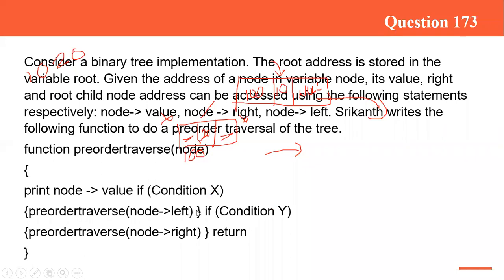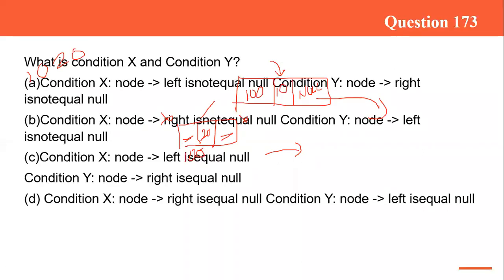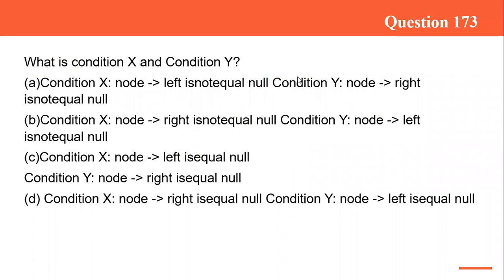Clear? They're asking for the condition for the if condition X, pre-order traversal of node's left. When should I call node's left? Only when the condition node's left is not null. Condition Y, only when node's right is not null, I'll call it. If it is null, I'll not call it. I hope it's clear. So the answer is option A. Only if they are not nulls, we'll call the function with them. If they are nulls, no need to call because nothing is to be printed.